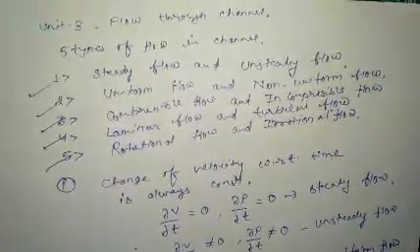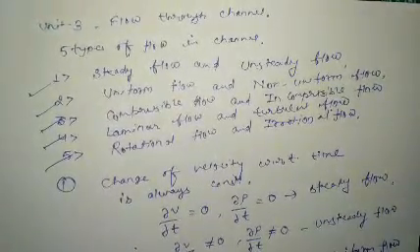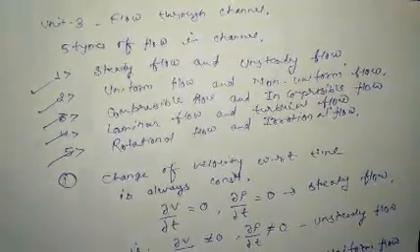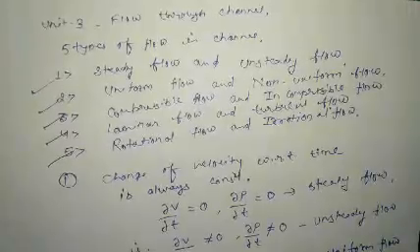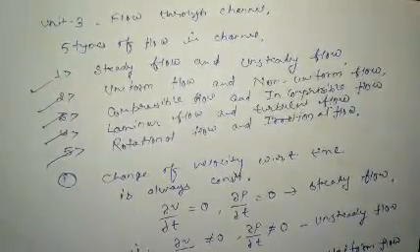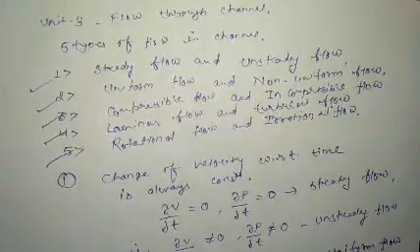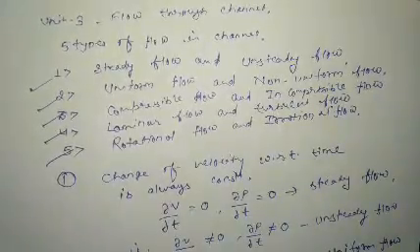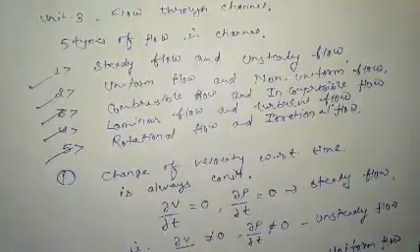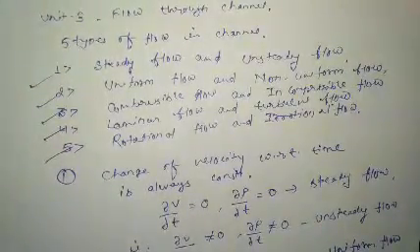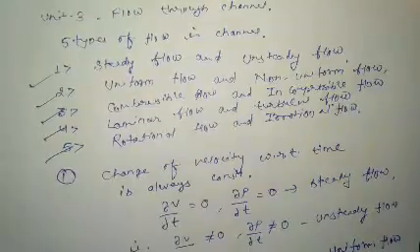Unit 3: Flow through channels. We will discuss the types of flow in this unit. Mainly, there are 5 types of flow in a channel. The first is steady flow and unsteady flow. Second is uniform flow and non-uniform flow. Third is compressible flow and incompressible flow. And the fourth is laminar flow and turbulent flow. Fifth is rotational flow and irrotational flow.